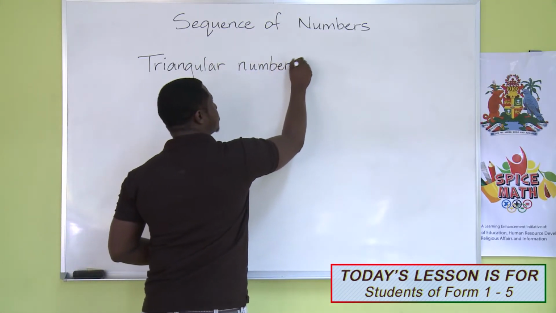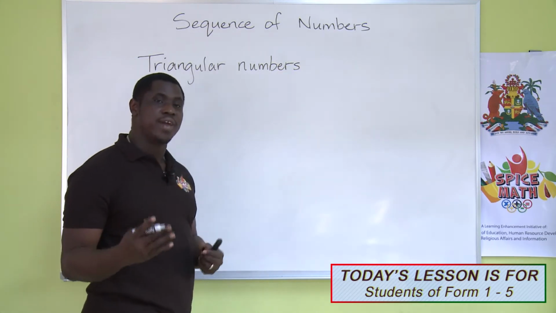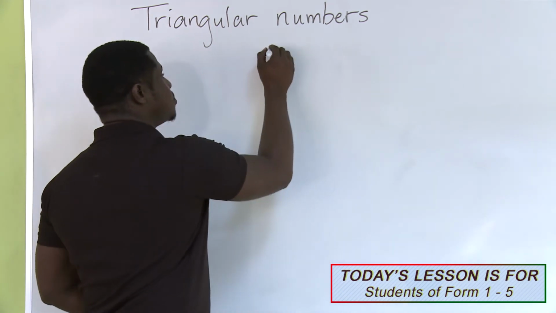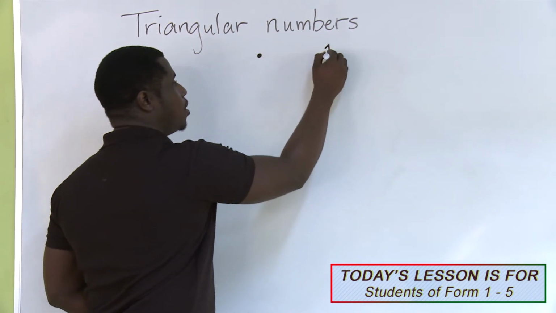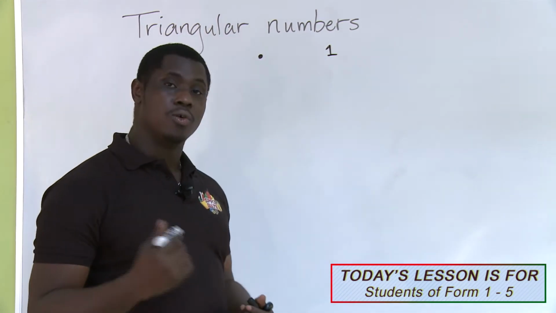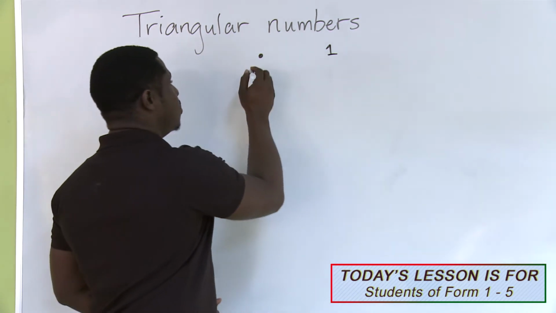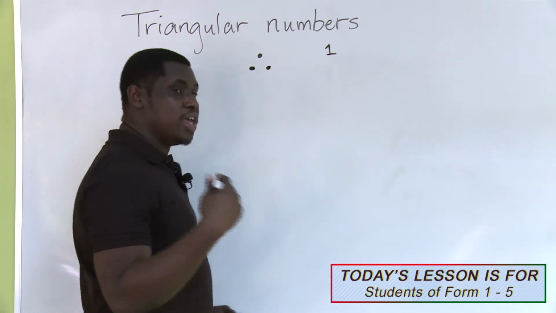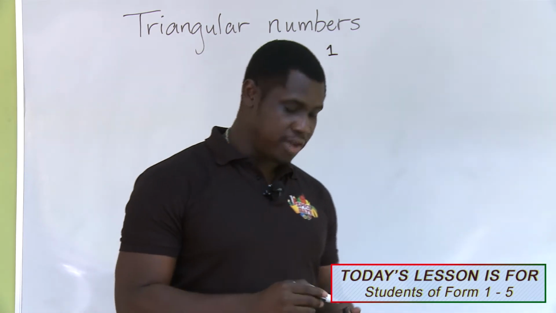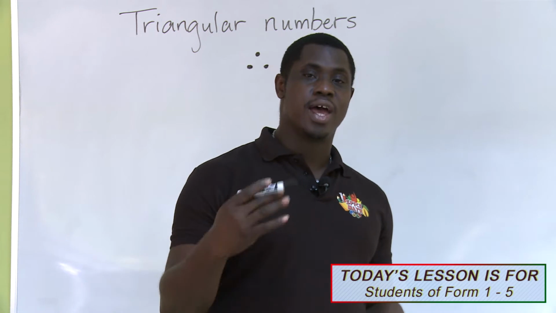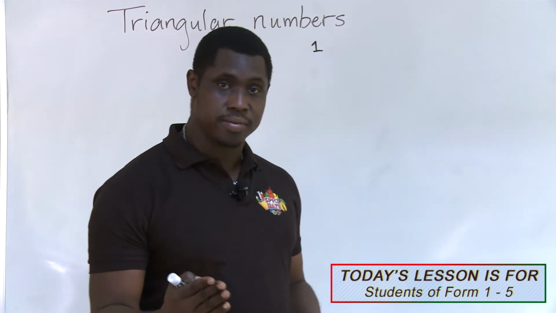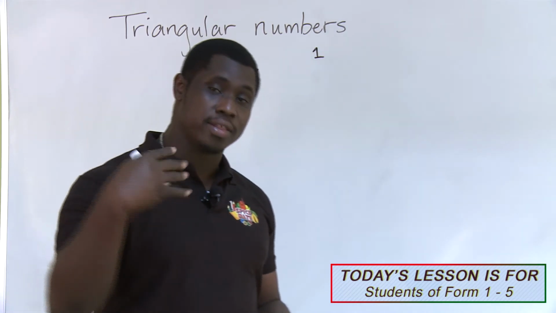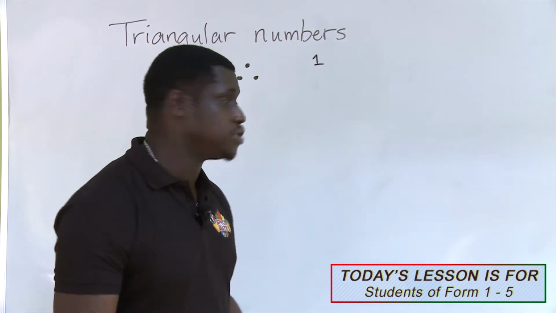can be explained by identifying the patterns using dots. For example, the first triangular number is 1. As I go further, I will now add 2 dots. So for every subsequent number, we would add an additional dot. So the first time I add 1, I'm going to add 2 dots. As I continue, I'll add 3 dots, and then 4 dots, etc.